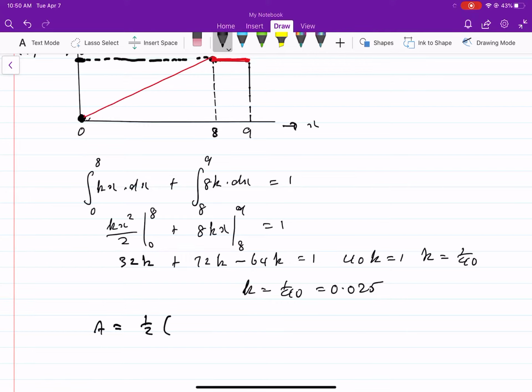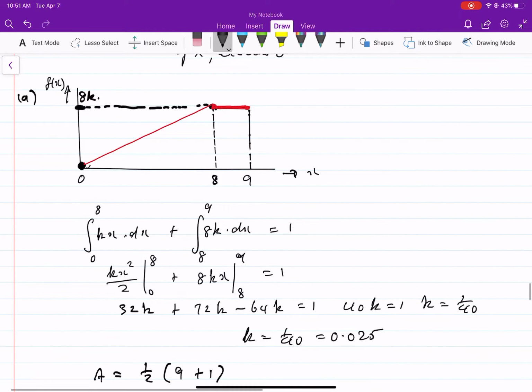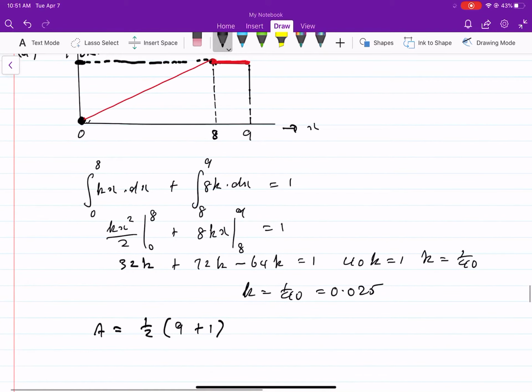The sum of the parallel sides: the bottom goes from 0 to 9, which is 9. The top, that red horizontal portion, goes from 8 to 9, that's 1, times the distance between those two parallel sides, and that distance is 8k. That's the vertical distance in this case, times 8k. And that area must be equal to 1 because I found an expression for the total area under the graph. Okay, let's see what this works out to be.